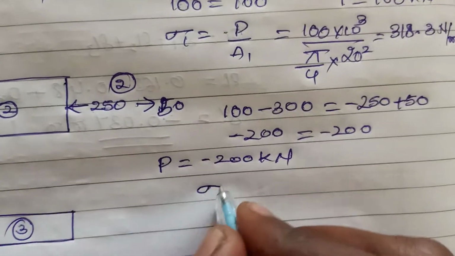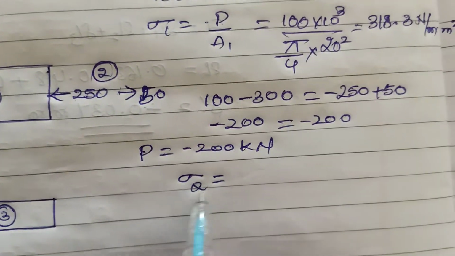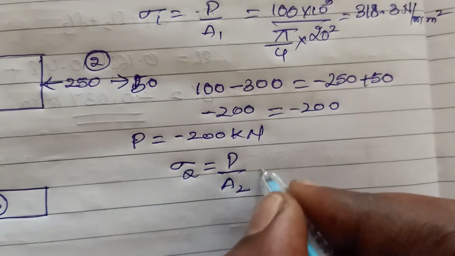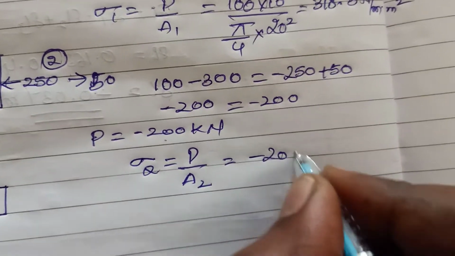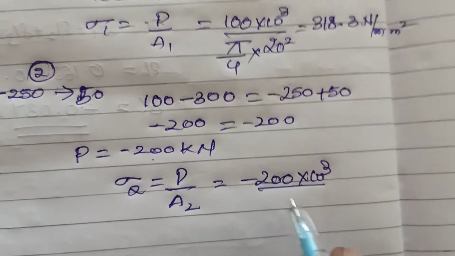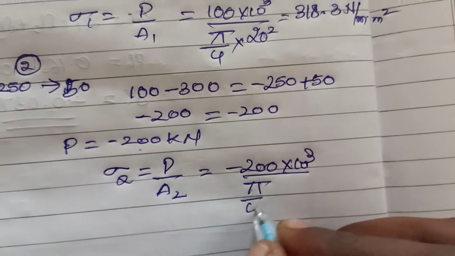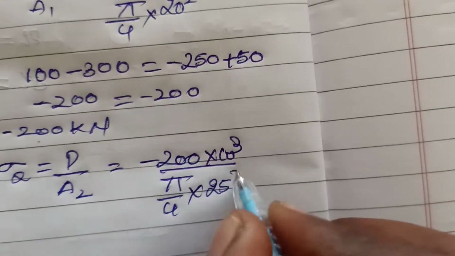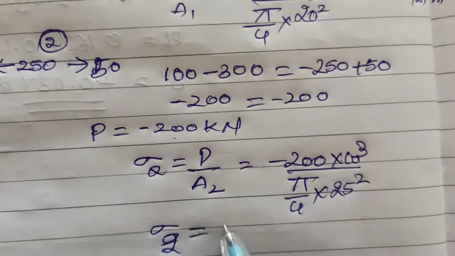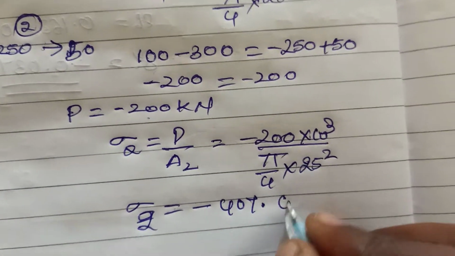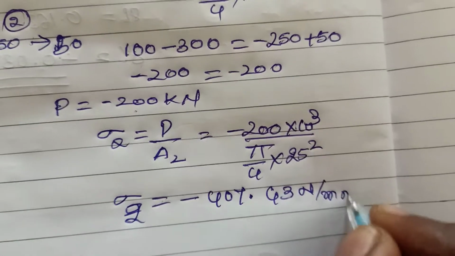So now calculate sigma 2, stress in section 2, P divided by A2. What is the value of P? Minus 200 kilo, nothing but 10 raised to 3, divided by area, pi divided by 4, the diameter here is 25 squared. Then sigma 2 is equal to minus, after calculation, 407.43 Newton per mm square.